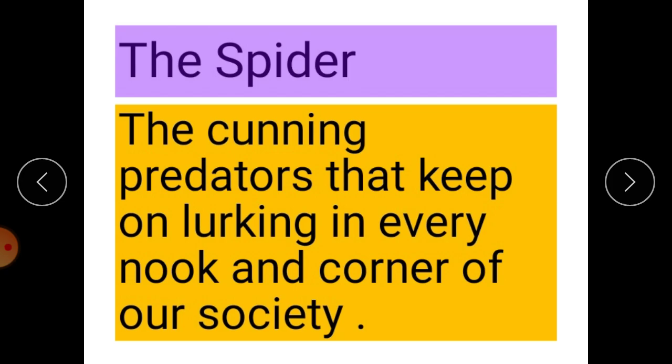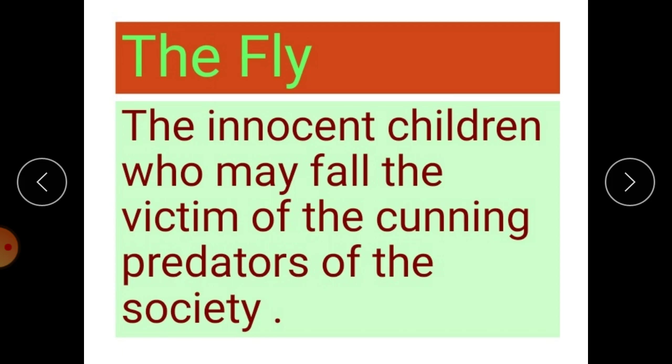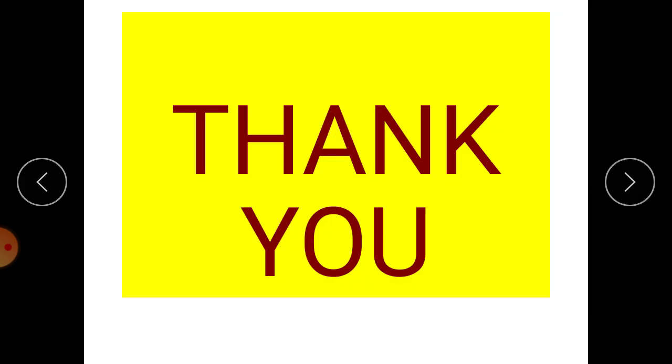So in the poem, the spider is symbolic of the cunning predators that keep on lurking in every nook and corner of our society, and the fly is symbolic of the innocent children who may fall victim to the cunning predators of the society. So that's all about the figures of speech used in the poem The Spider and the Fly.